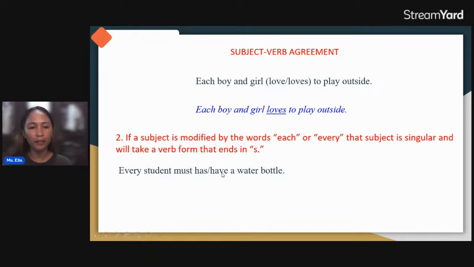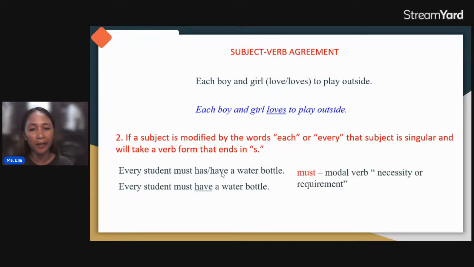Okay, so here the correct answer is have. Why is it have when the subject is modified by the word every? Why is the verb in a plural form? Here's the reason why. Because the word must before the verb is a modal verb. It expresses a necessity or a requirement. And therefore, if there's a modal verb, the next verb should be in plural form.